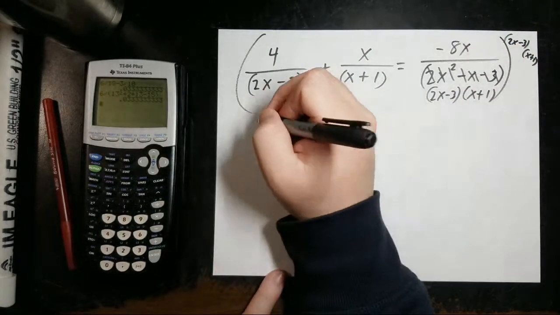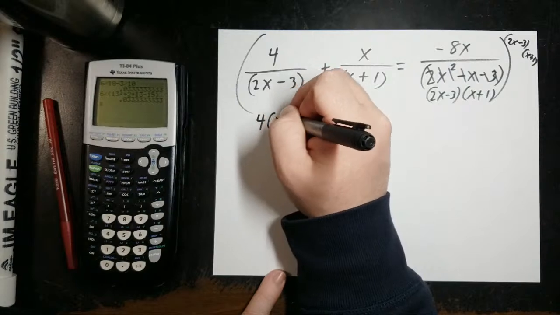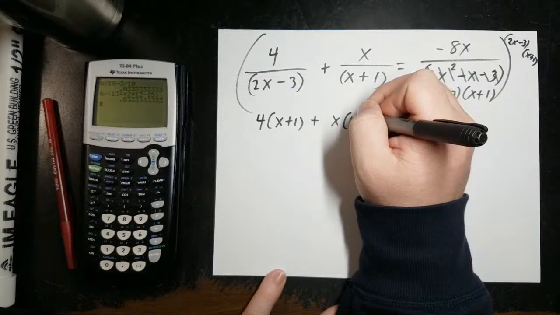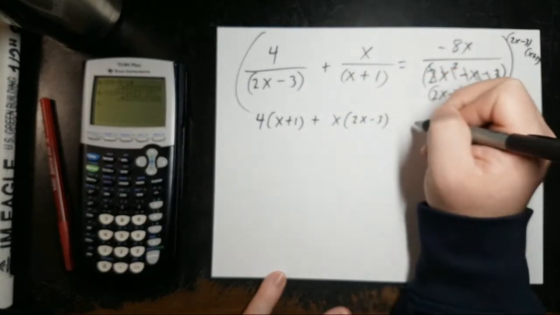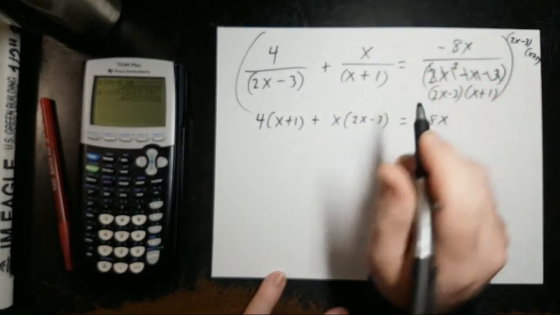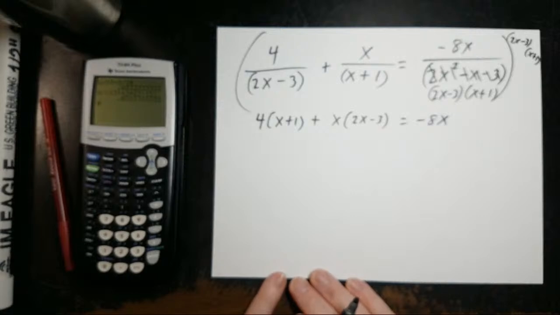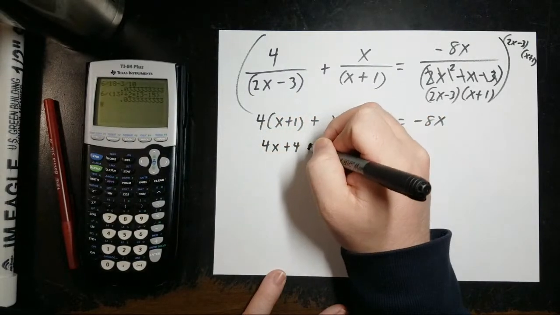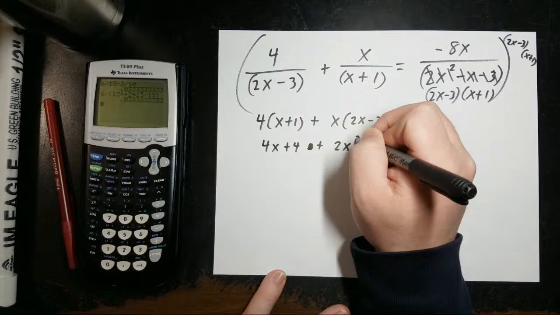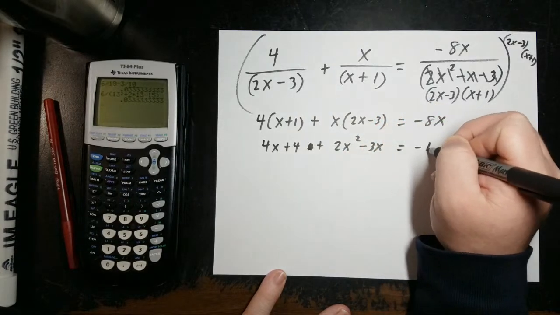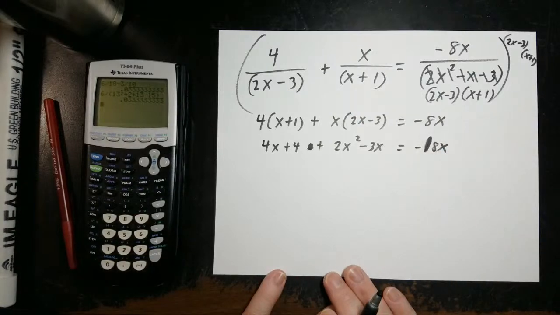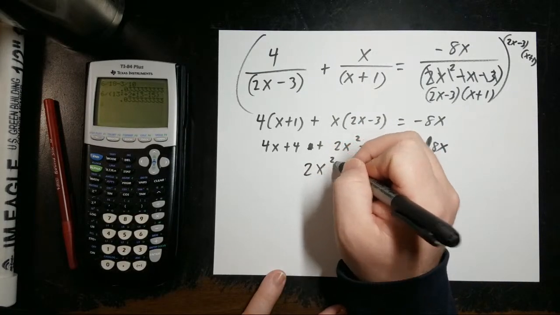The first fraction, the 2x minus 3's will cancel. In the second fraction, the x plus 1's will cancel. And in the third fraction, they will both cancel. I'm going to have to distribute. Nope, that's a plus. And I'm losing my mind. There it is. Combine some like terms.